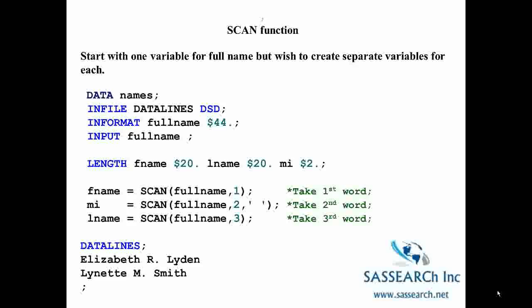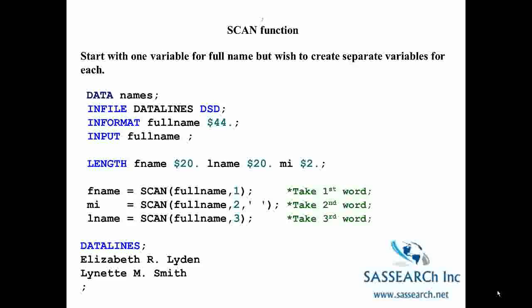So in the first example, we do a scan(fullname, 1) looking for the first word. And by default, blanks are used as the delimiter. So if we scan the whole name Elizabeth R. Lydon, then the first word, fname, is going to be Elizabeth. MI, we're going to scan the full name and take the second word, where the word is separated by a blank. And so here we're going to get the middle initial R.